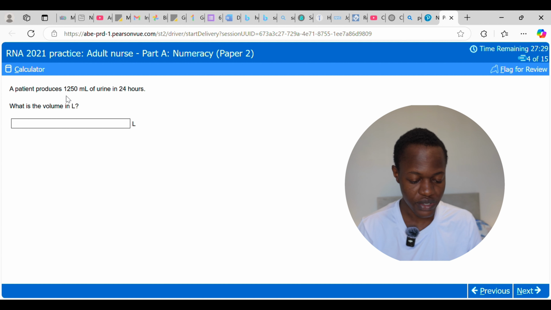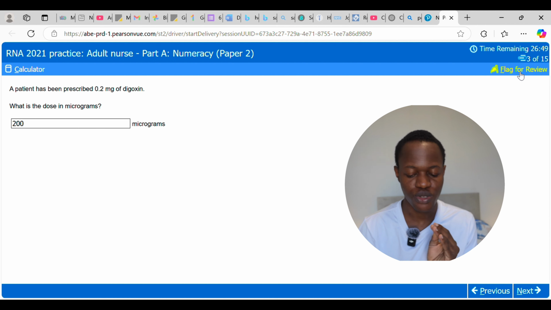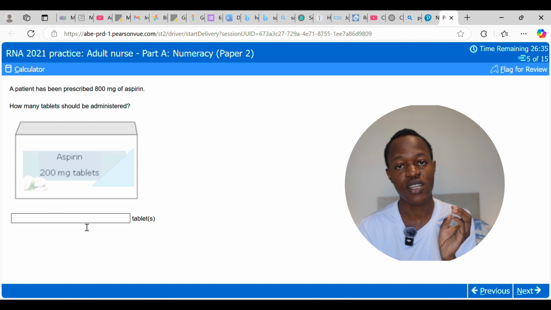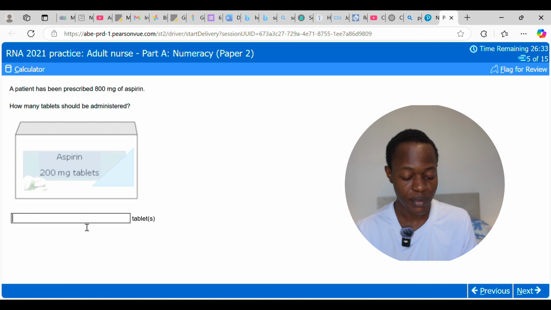A patient produces 1,250 ml of urine in 24 hours. How many is that in liters? That is 1.25. Anyway, I'm just gonna flag the ones that I'm not too sure of for a review later. So a patient has been prescribed 800 milligram of aspirin. How many tablets should be administered? And each tablet is 200 milligram. So that's basically 800 divided by 200, which is 4.